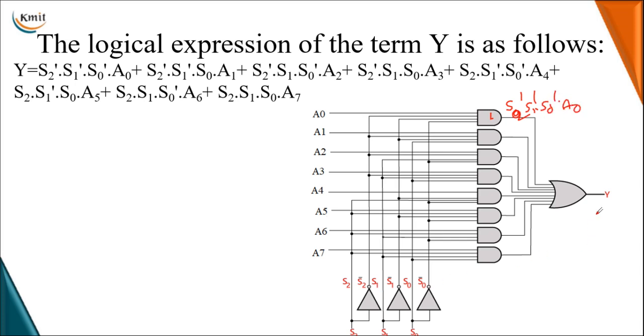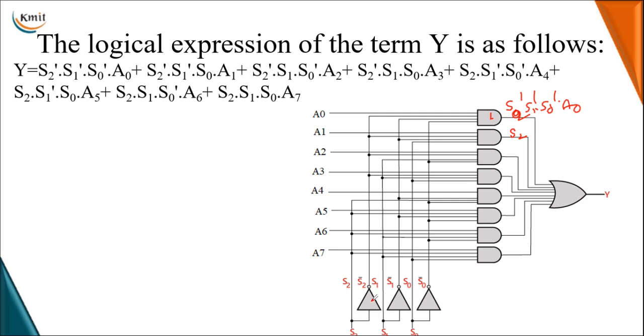If all are 0, Y becomes A0. If it is 0 0 1, Y becomes A1. If it is 0 1 0, Y becomes the A2 value. Like this, based on the logical expression, using 8 AND gates along with an 8 input OR gate, we are going to implement the logical diagram of the 8:1 multiplexer with 3 selection inputs.